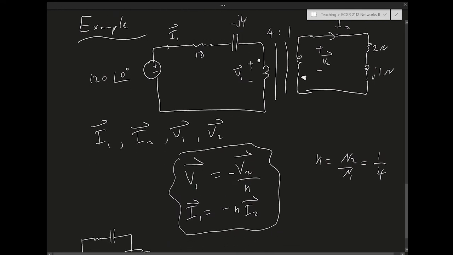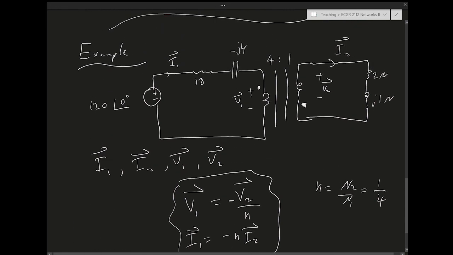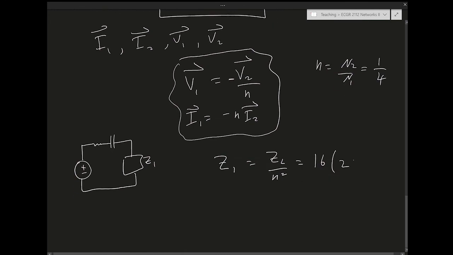So that's the first step. We want to find the reflected impedance from the secondary to the primary. So Z1 is just equal to ZL over N squared. We established that. N is 1/4, N squared is 1 over 16. 1 over N squared is the inverse of that, so this becomes 16. And the secondary impedance is 2 plus J, so Z1 equals 32 plus 16J.